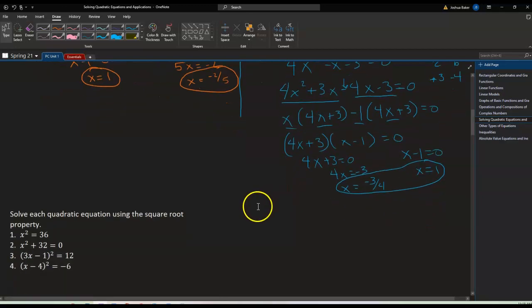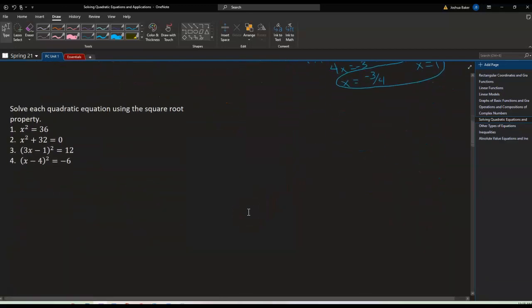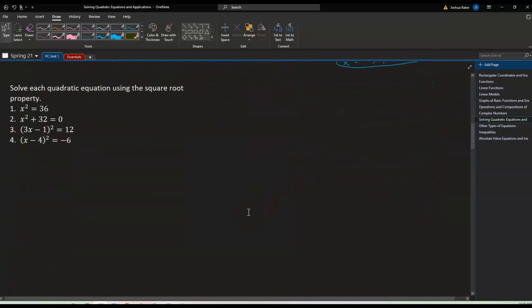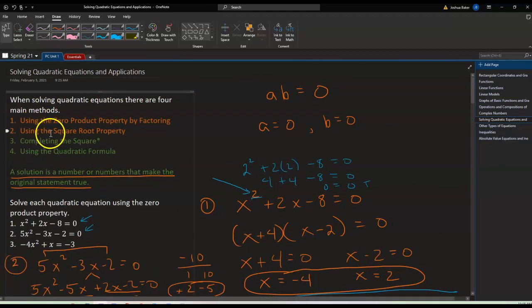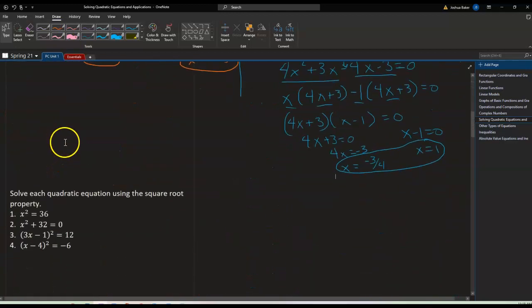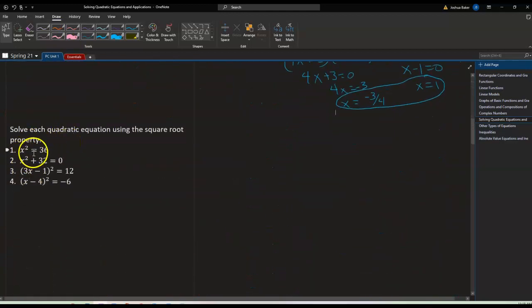All right. So here, solve the quadratic equation using the square root property. This is another one of the orange methods listed up here, which means that they do not always work. Notice that these are all set up because we have a squared term. On number 1, I've got x squared equals 36.